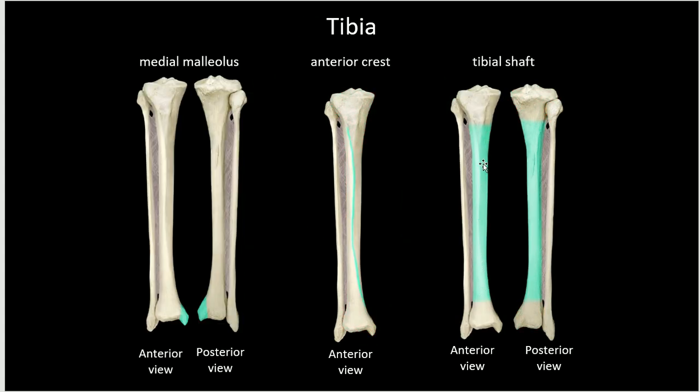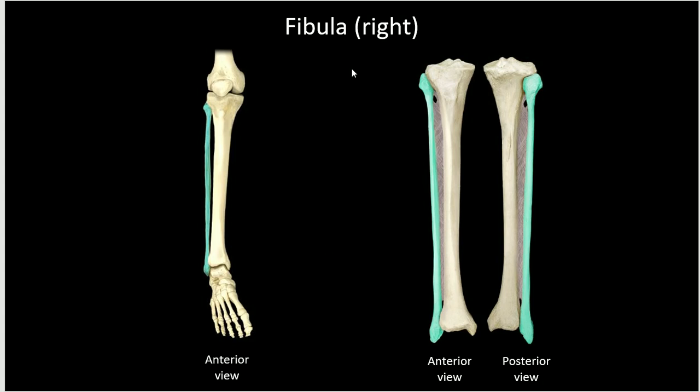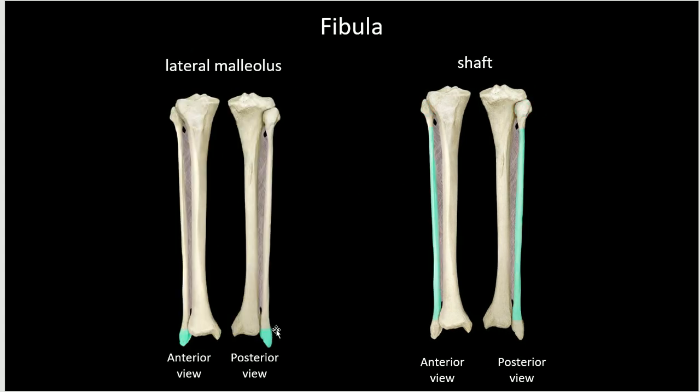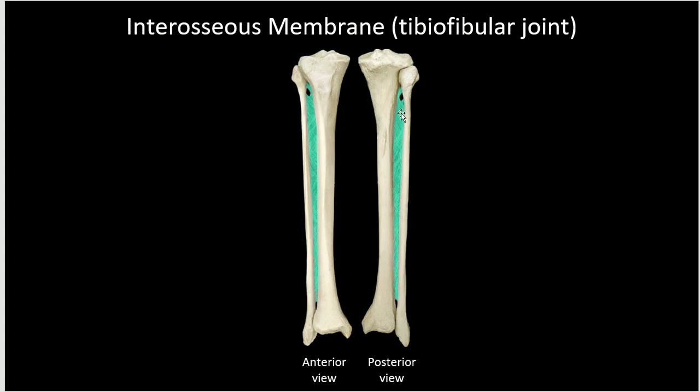This is the tibia. Here's the tibial shaft. What we call the anterior crest of the tibia. And we have medial malleolus. So that's the inside bone that sticks out. And then the fibula, skinny little fib, head of the fibula, and the lateral malleolus. So that's the bone that sticks outside. Shaft. And then we have the interosseous membrane here as well.